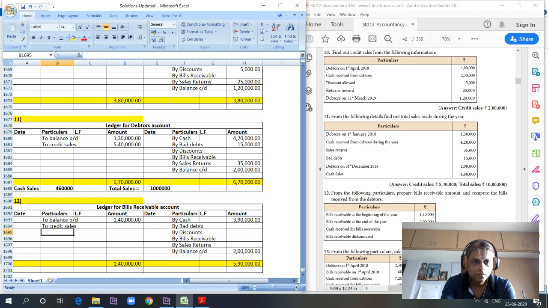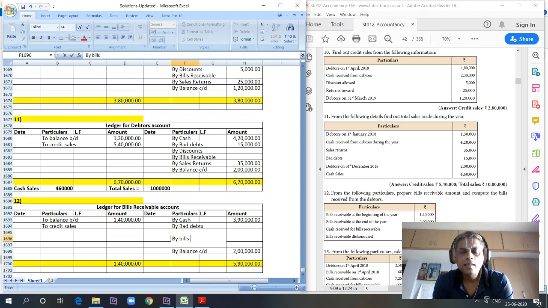Bills receivable account and debtors account to bills receivable. So in bills receivable books, it will be by debtors account, right? Are you getting it? When a new bill is created, the journal entry we process is bills receivable account debit to debtors account, right?